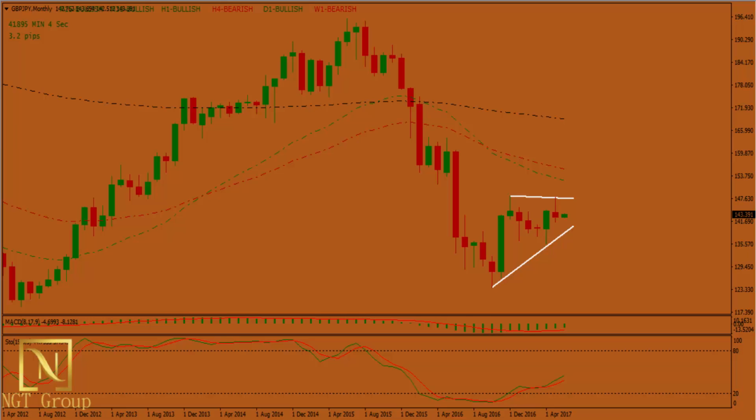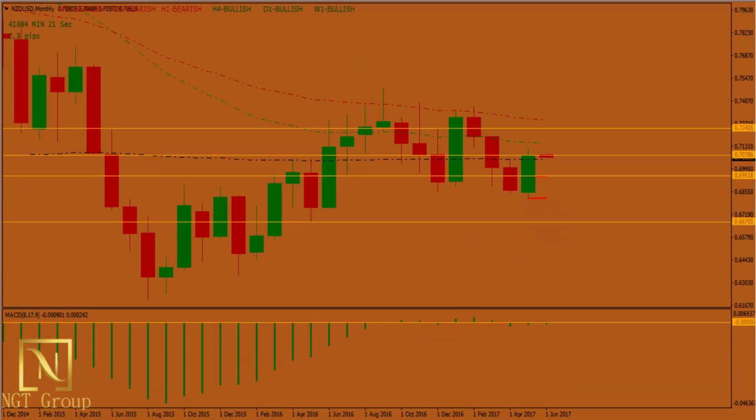Next, we have the pound yen. A look at this pair. We see the same indecision candlestick for the month of May. We also see an ascending triangle on the monthly. In the long term, NGT traders will watch for a break of the triangle, and in the short term will drop to the lower time frame for any buying or selling opportunities.